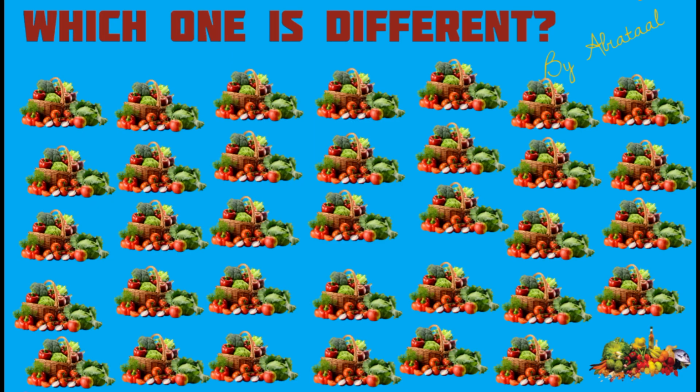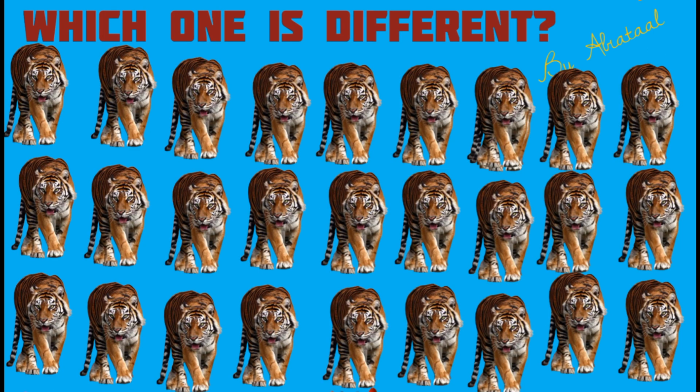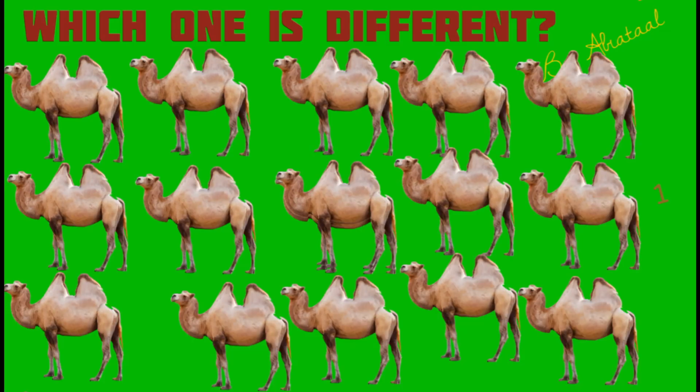Feedback is coming. Which picture is different in 1, 2, 3, 4, 5. And time is up. Which animal looks different from the rest? 1, 2, 3, 4, 5. And time is up. Moving to the next. Which one is different in 1, 2, 3, 4, 5. Time is up. Moving on.